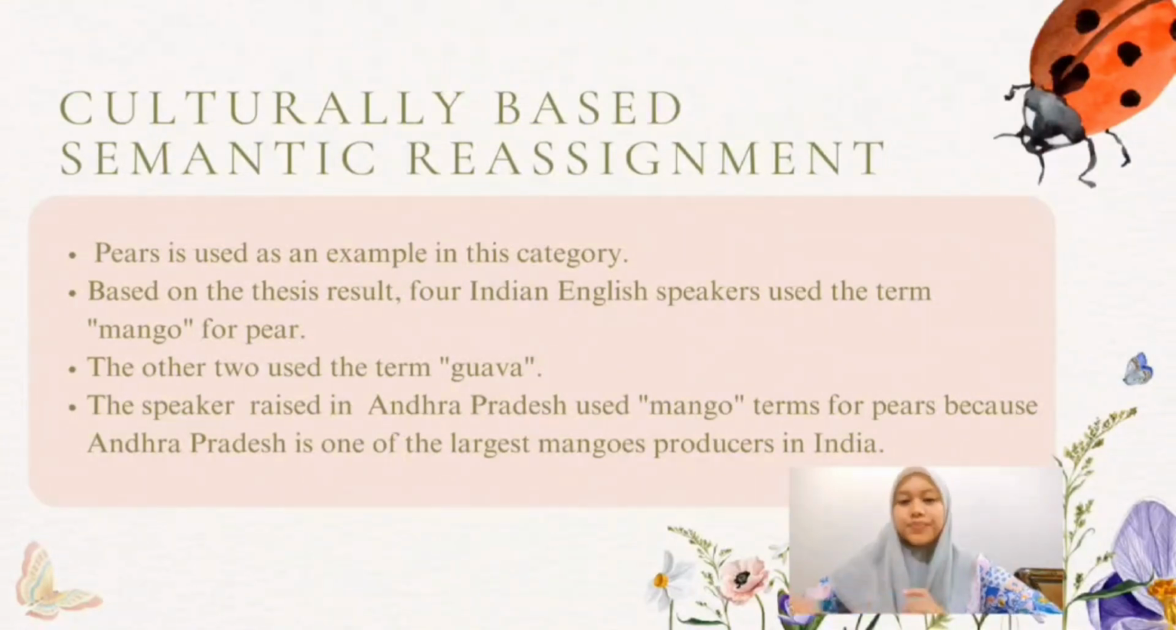Indian English speakers. The first category in semantic reassignment that I'll be focusing on is culturally based semantic reassignment. In this category, the research used the term pear as an example. Based on the thesis result, it was stated that 4 Indian English speakers use the term mango for pear, and the other 2 use guava for pear. Further stated in the journal, the speaker raised in Andhra Pradesh used the term mango for pear because Andhra Pradesh is one of the largest states that produce mango in India.